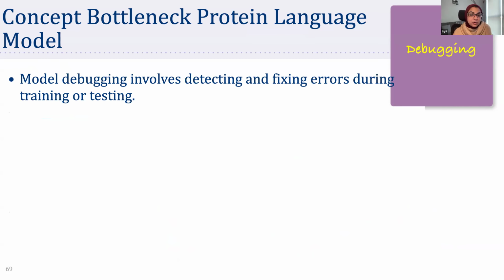Okay, so the last thing is debugging. What model debugging means is that first we want to be able to detect errors during training and during testing, and fix them.